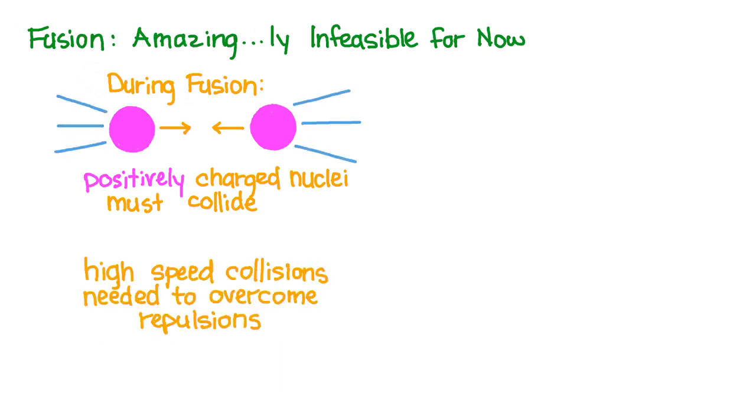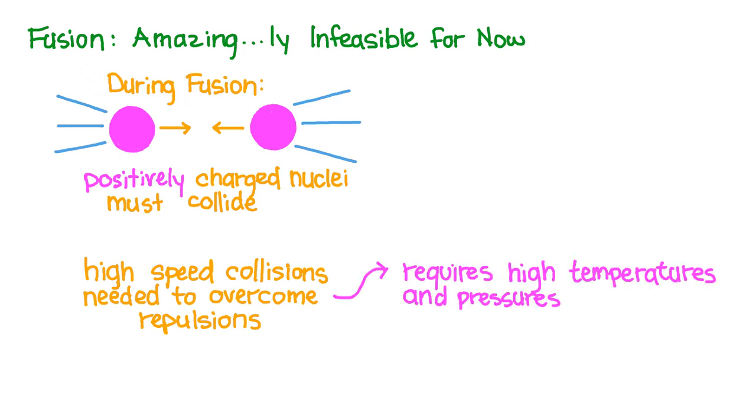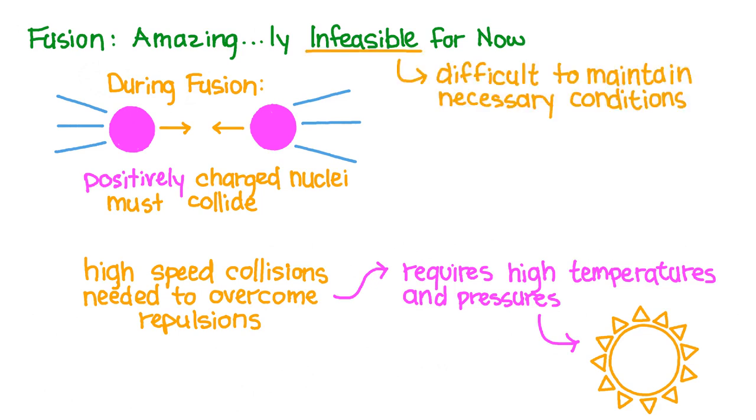So in order for these positively charged nuclei to combine, they need to be traveling at incredibly high speeds when they collide with each other. These high-speed collisions can only happen under certain conditions, when the temperature and pressure is very high. This is why fusion can happen readily in the Sun, where the temperatures can reach millions of degrees Celsius. So fusion is infeasible right now because it's incredibly difficult to maintain the necessary conditions for fusion to occur.